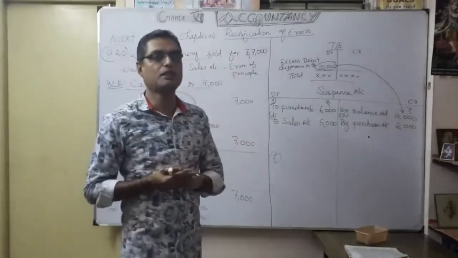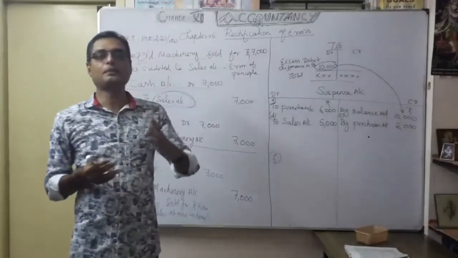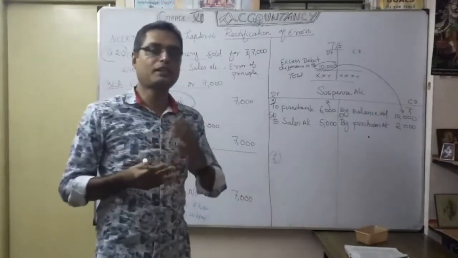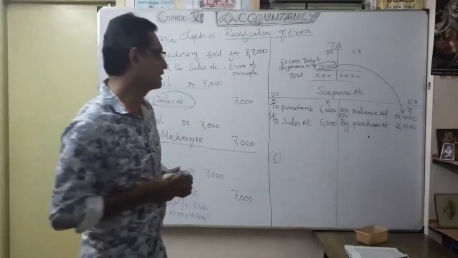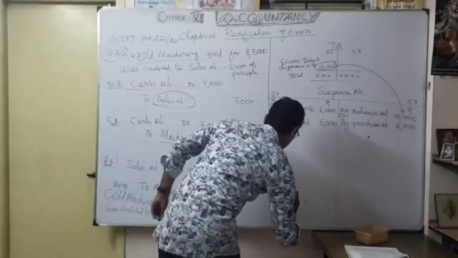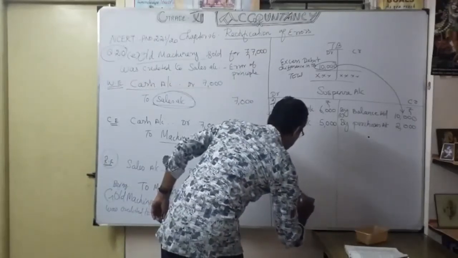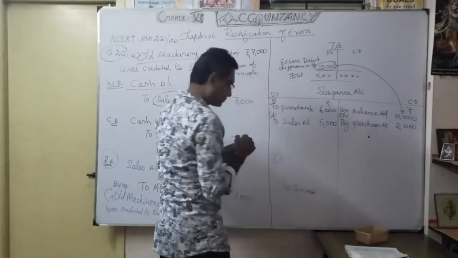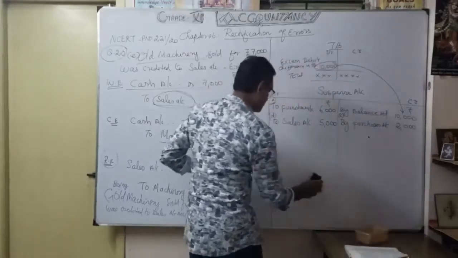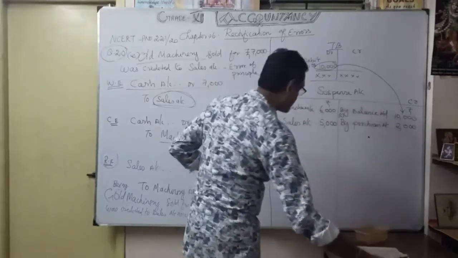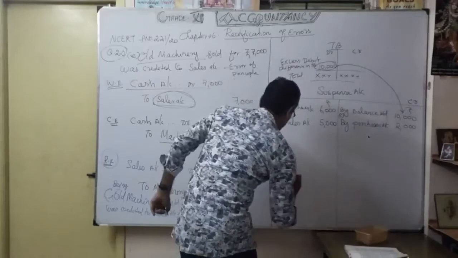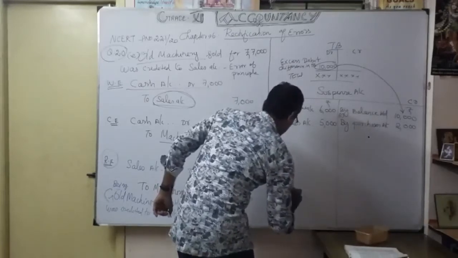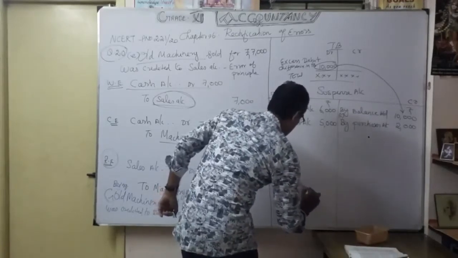Okay, you understood now? Discount received is what? It comes under gain. So naturally discount received is a credit. Okay, I write it here. To discount received.